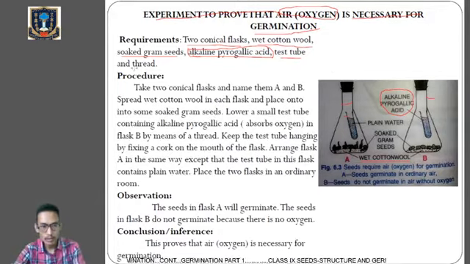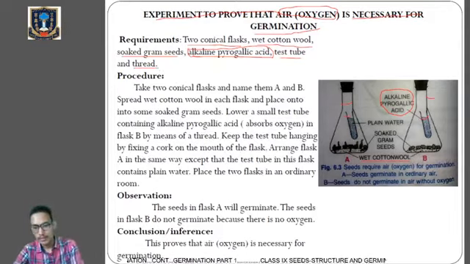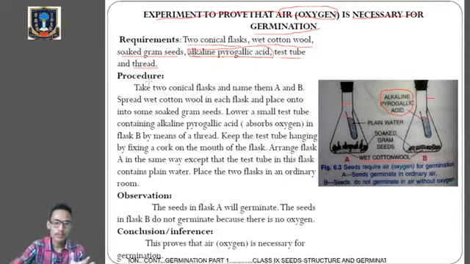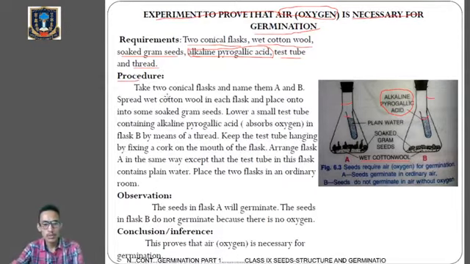Then we require a thread to keep the test tube in position. So let's talk about the procedure or the process. We are taking two conical flasks and giving them the names A and B.